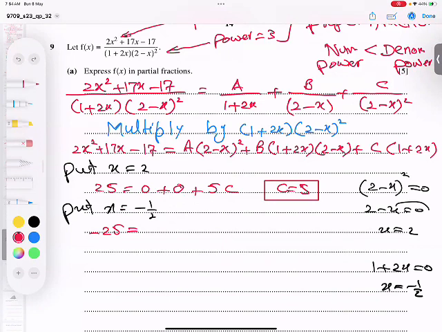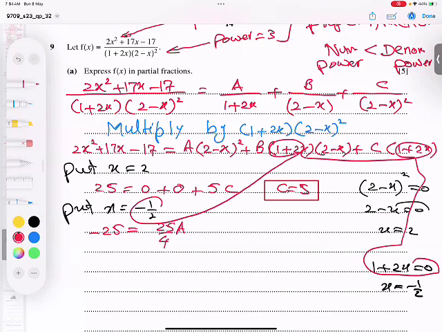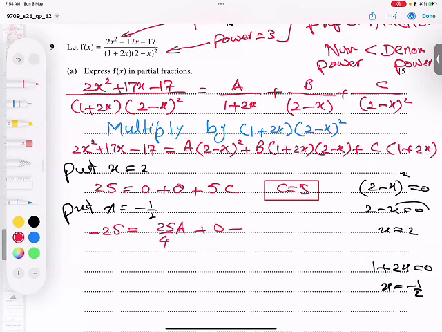2 plus 1 over 2 and take the square. I got 25 over 4 times 2A. And this becomes 0 and this becomes 0 because I said this is 0. So no need to waste time. And the A value, if the 4 goes there, 25, 25 cancel, we get a negative 4.